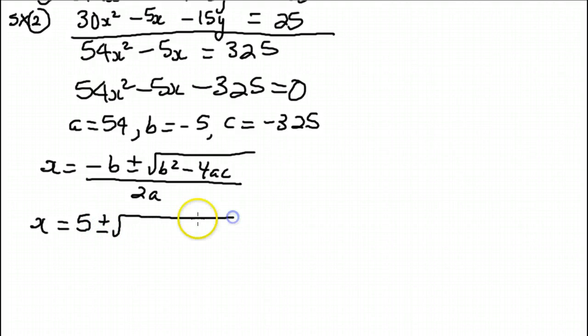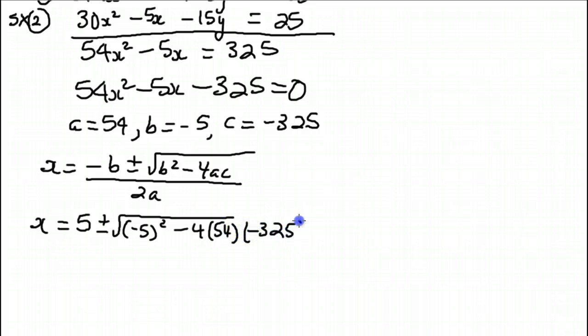Let's substitute in. x equals, okay, negative 5, so that'll be 5 plus or minus the square root of negative 5 squared. So remember, this will be positive 25 minus 4 times 54 times negative 325. Since it's minus and negative, this will be plus. We'll be adding. So the discriminant, the b squared minus 4ac, is positive, telling us that there are two solutions.